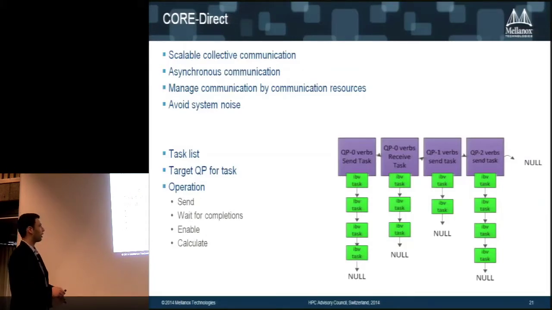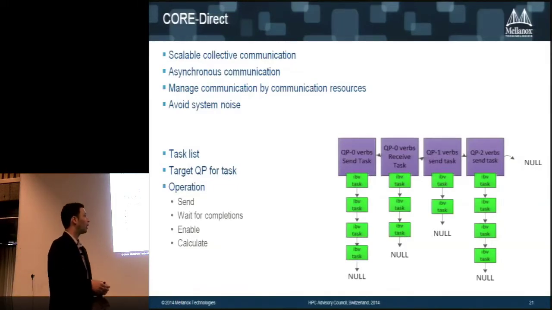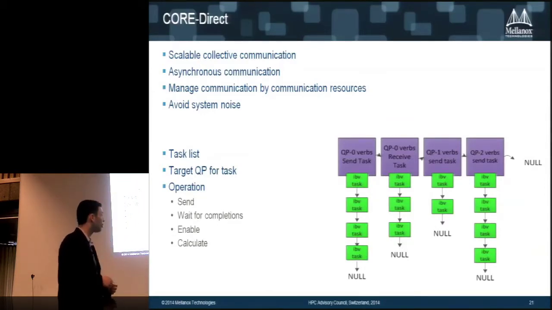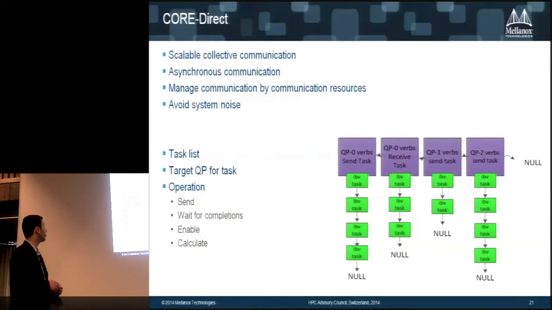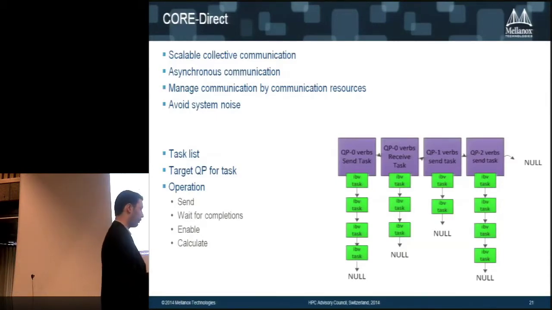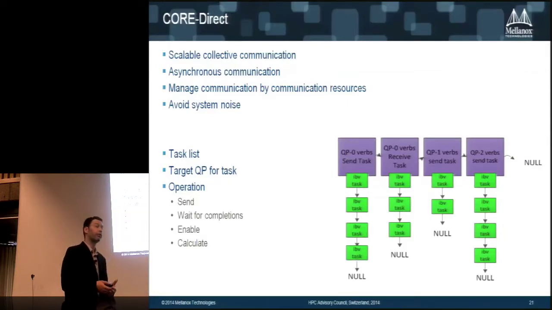So basically, this is a high-level illustration of a task set that could be pushed into multiple queue pairs of the hardware to process those elements. Basically, CoreDirect can be very useful for doing collective communication, doing everything asynchronously, and that really offloads the CPU, because the CPU doesn't need to rely on a progress engine.